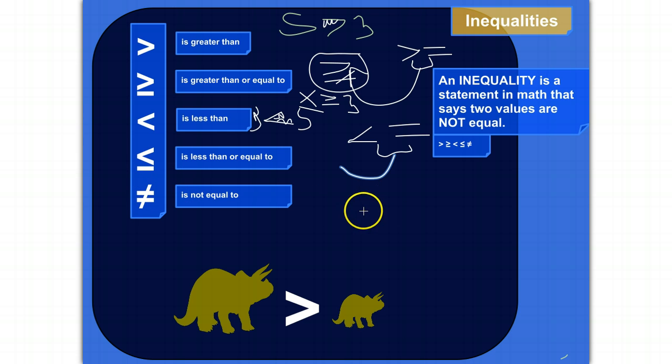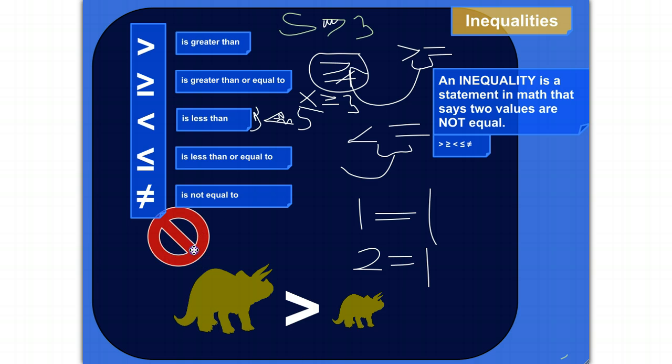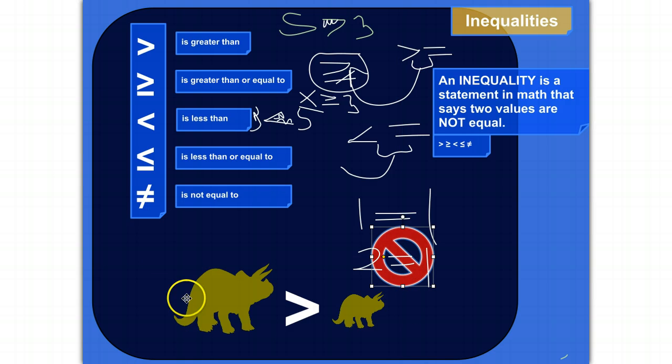So if I say 1 is equal to 1, yeah, that's true. But if I want to say 2 is not equal to 1, I'd say no, that's not equal. So that's a pretty intuitive sign. It's the equal sign that's been slashed out, kind of like me saying 2 is equal to 1. No, wrong. So greater than or equal to, less than or equal to, or just not equal to.